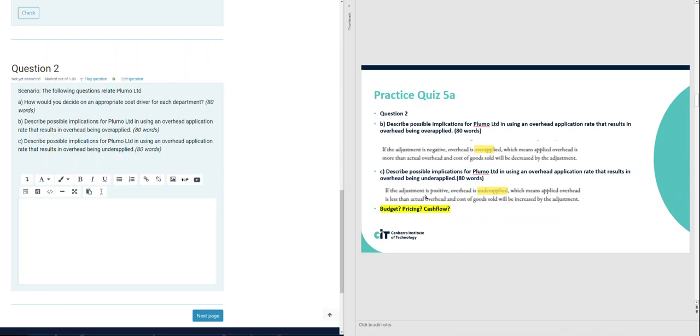For example, if you over apply, that means your expected cost is higher than your actual cost, meaning that in that case you might have set a higher selling price. If you set a higher selling price, your budget will have a higher cost and a lower revenue. You will have underestimated your revenue, and therefore you probably overestimated your selling price as well.